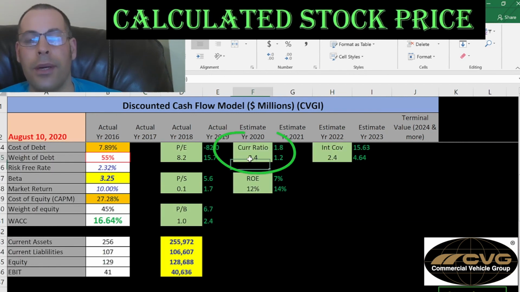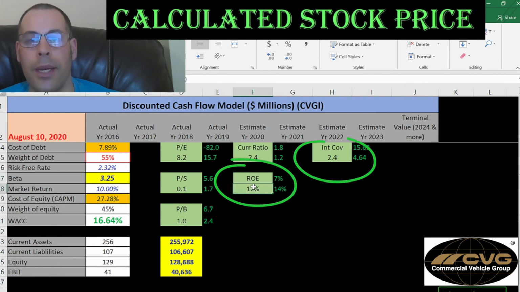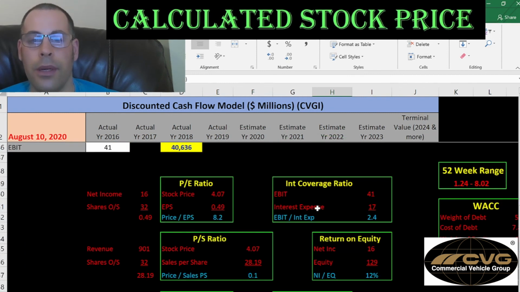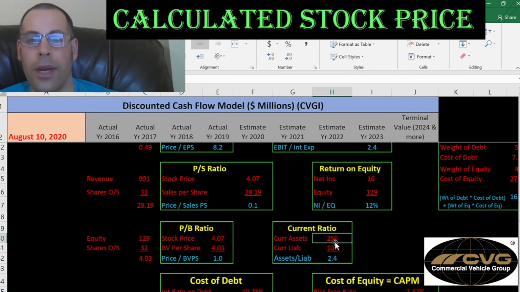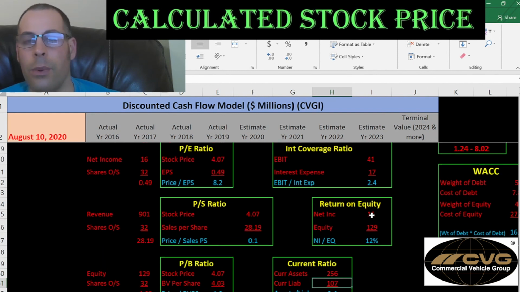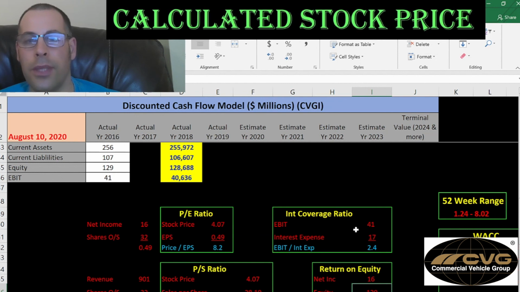Their current ratio is good at 2.4, a low ROE, and a good interest coverage ratio. Current ratio is current assets over current liabilities, so they can cover their current liabilities. ROE is net income over equity. I like to see above 20%, so they're a little low in this category. Interest coverage ratio is EBIT over interest expense. That's 2.4, so they can cover their interest payments.